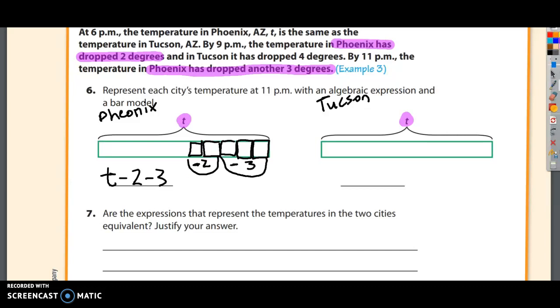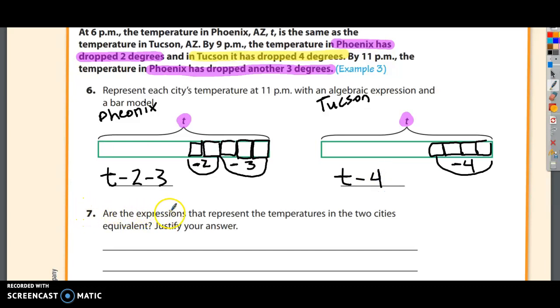It dropped 4 degrees. That's right here. Tucson dropped 4 degrees. So we just sketch out 4 of these guys. 1, 2, 3, 4, minus 4. It didn't drop twice, it only dropped this once. So T minus 4. Are they the same temperature?